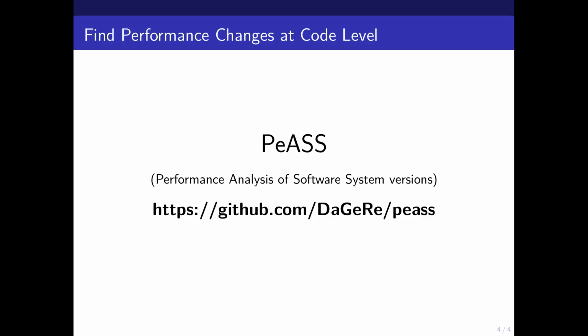So, all in all, Peass finds performance regressions which are measurable by unit tests. It's on GitHub, so if you're interested, just check it out.